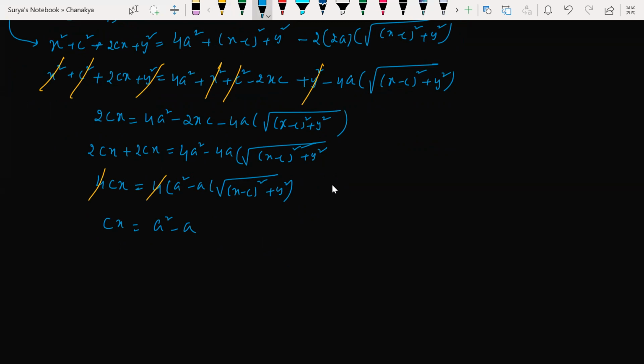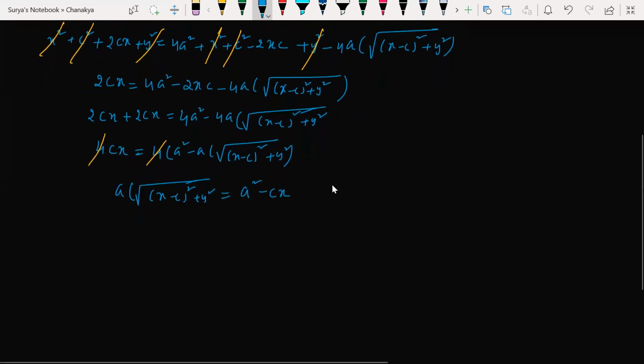So a square minus a. This is what I left. Now look at this. Let us do one thing. So let me write this a into square root of (x minus c) whole square plus y square. I'm just bringing this part alone to the left-hand side. So what I left with now is a square minus cx. Correct? Yes.